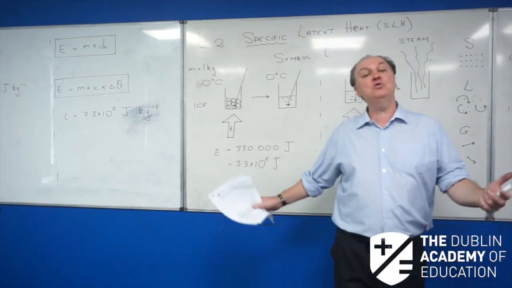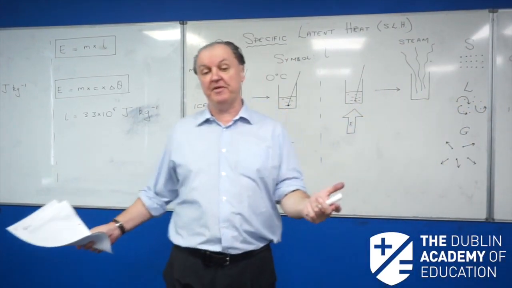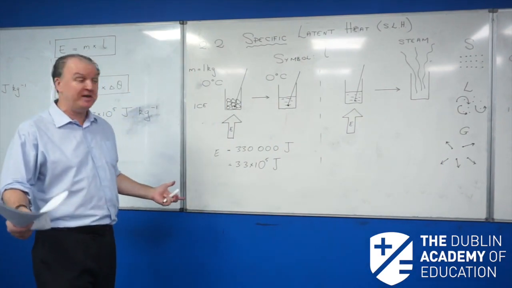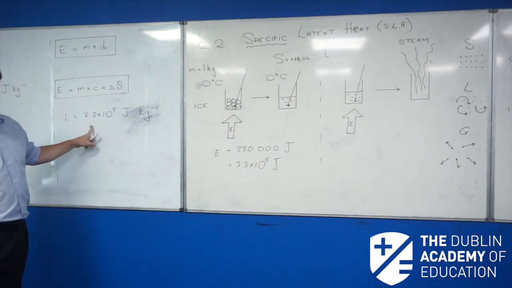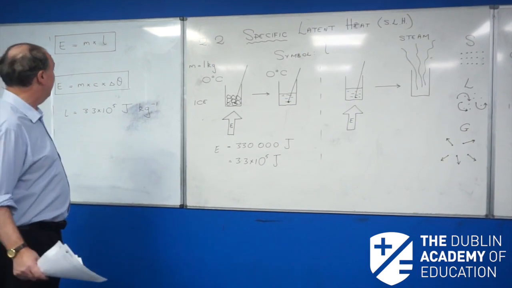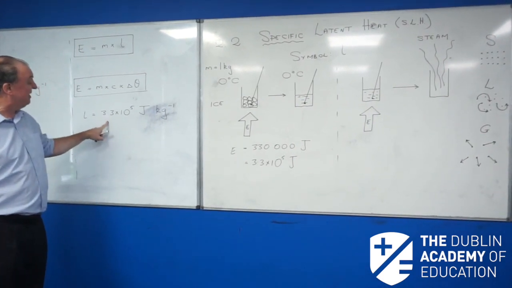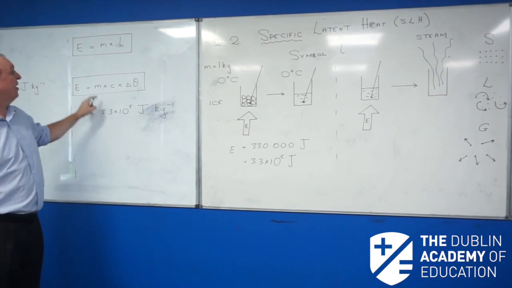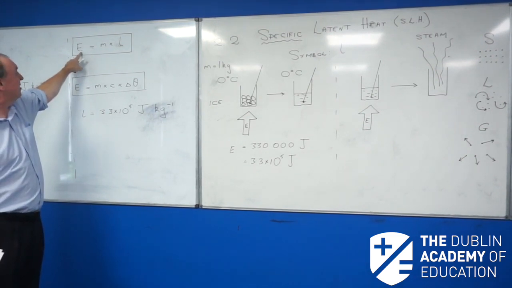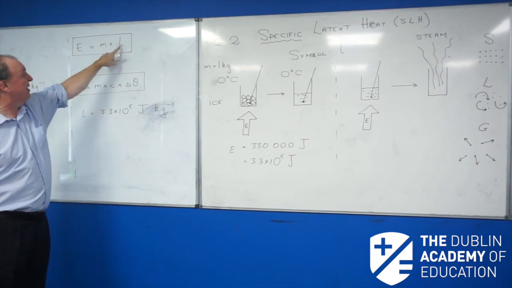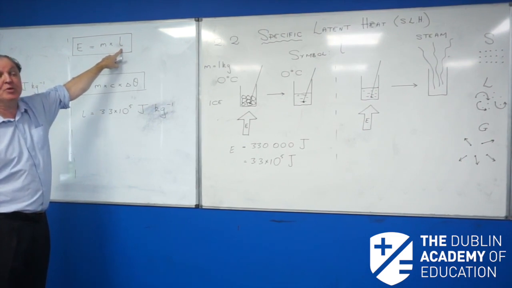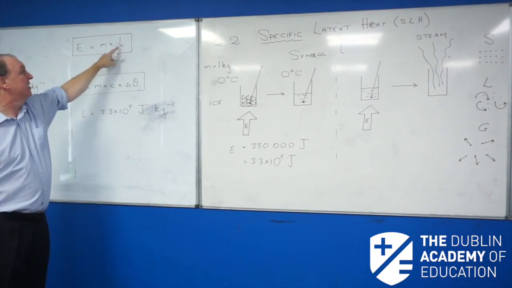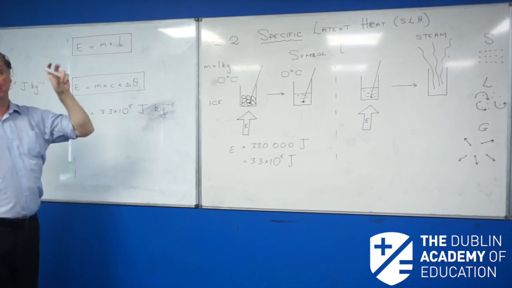Well, what about 2 kilograms of ice or 3 kilograms of ice? If it was 2 kilograms of ice, you would just multiply that number by 2. And as a result of that, I'm just going to literally multiply that number by the mass in question. So I get a nice little formula. The energy is the mass by the latent heat. That value is per kilogram.